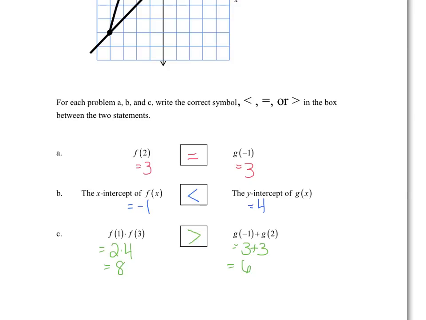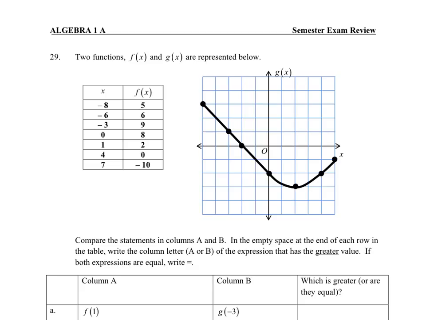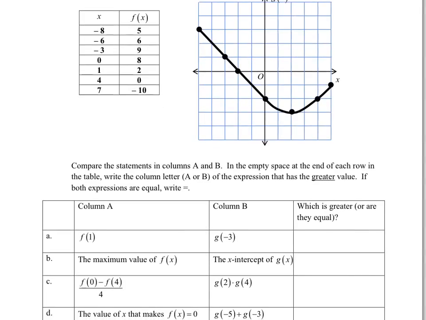Question 29 gives us two functions, f of x and g of x, that are represented below. We're being asked to compare the statements in column A and column B. In the empty space at the end of each row in the table, write the column letter A or B of the expression that has the greater value. If both expressions are equal, write an equal sign.